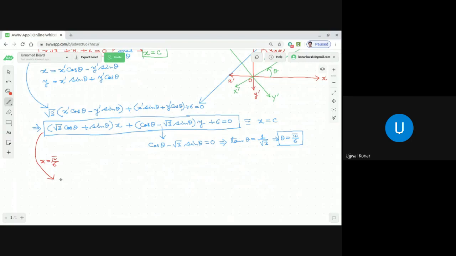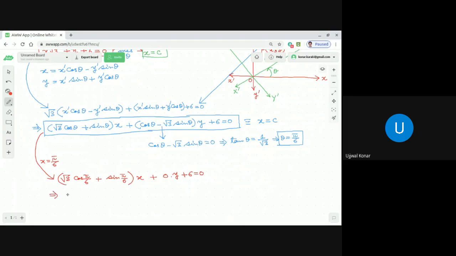If we apply theta is equal to pi by 6, then what are we going to get? Root 3 into cos pi by 6 plus sin pi by 6 into x, plus definitely cos pi by 6 minus root 3 sin pi by 6 will be 0, because from here only we found the value of theta. 0 into y plus 6 is equal to 0.